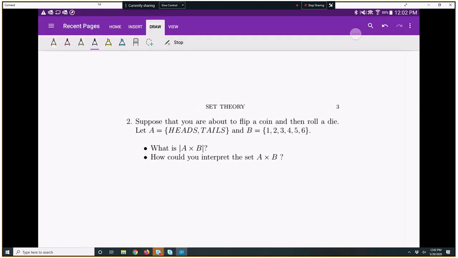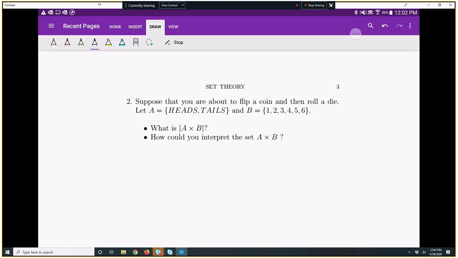Let's move on to the next example. It says, suppose that you are about to flip a coin and then roll a die. Let A be the set heads, tails, and B be the set 1, 2, 3, 4, 5, 6. So this should be a 6-sided die. Then it asks, what will be the cardinality of A cross B?